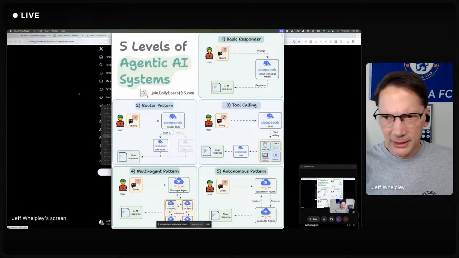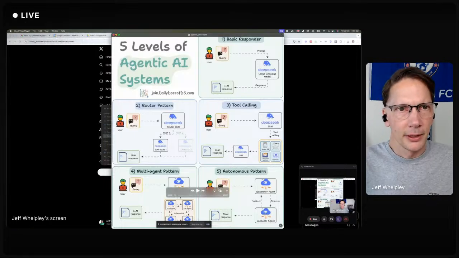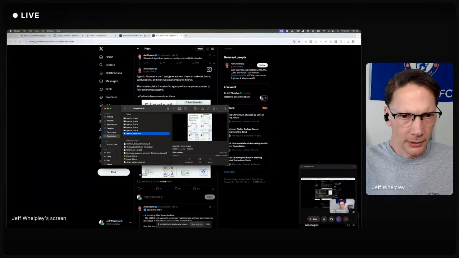And he uses DeepSeek as an example, but you can replace that with Gemini or any other LLM related technology. So let me read this one.